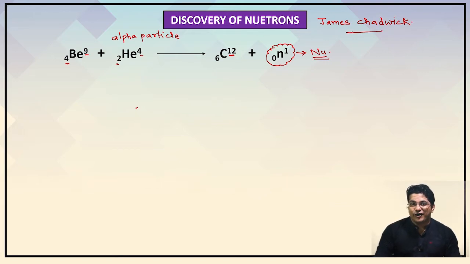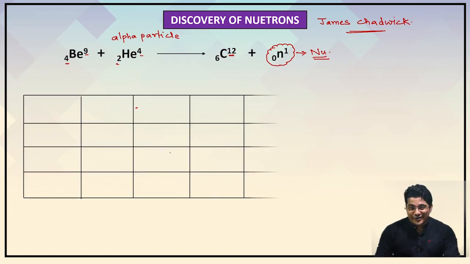So, the discovery of electrons was done by whom? It was done by J.J. Thomson. The discovery of protons was done by Goldstein, and the discovery of neutrons was done by James Chadwick. Let's try to put everything we know as of now into a tabular format.